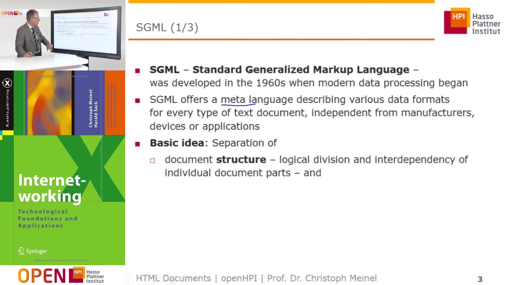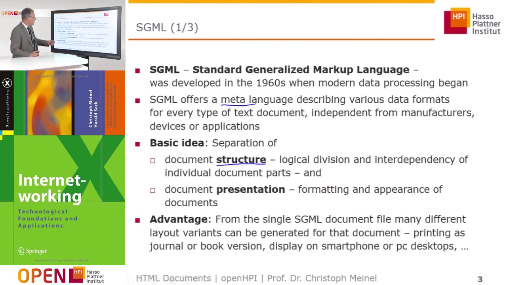The basic idea of SGML is this separation of the description of the document structure, that's the logical division and the interdependency of the individual document parts, of the paragraphs, the headlines, and other things, and the presentation of the document. The presentation is the formatting, how it appears when we print it, how it appears on a desktop. The advantage of this separation is that from a single SGML document, many different layout variants can be created very easily. Why does one need this?